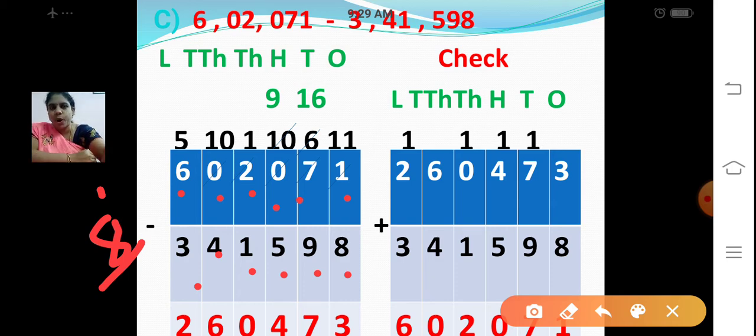So I am going to borrow 1. My tens place, I am having number 7, so that will become 6. And I am going to give one more, that means 1 ten, that is 10 ones. 10 ones plus the 1 already there, so 11 ones. With this 11, I am going to subtract 8 from 11. You start from 8, count forward till you reach 11: after 8, 9, 10, 11. 11 minus 8 is 3. So 3 ones. So write 3.